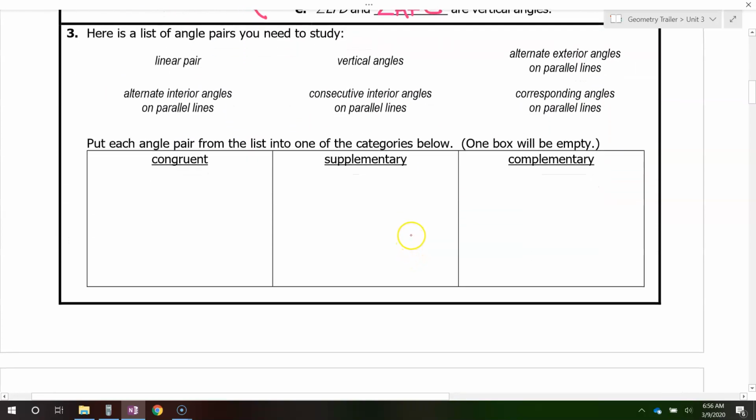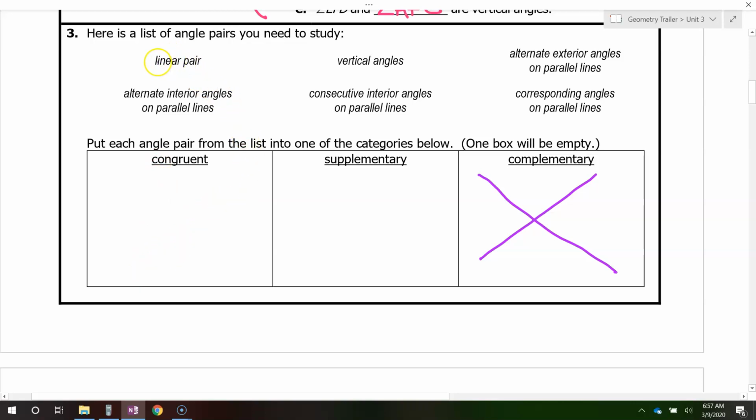Okay, problem number 2. All right, put each angle pair from the list into one of the categories below. All right, none of these special angle pairs that we have learned about are complementary. The short list is the list of supplementary. There are only 2 angle pairs that are supplementary. So if you memorize those, then you can put the rest as congruent.